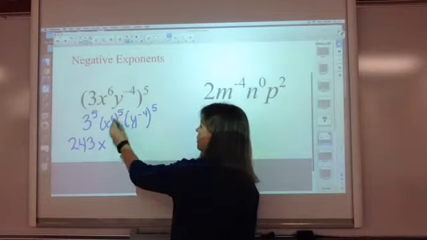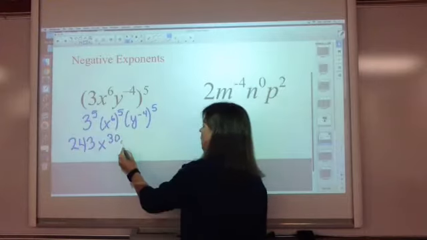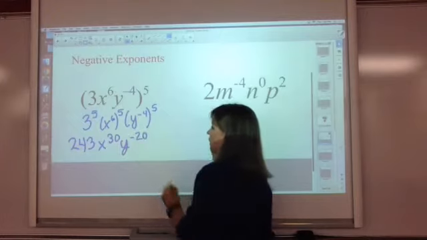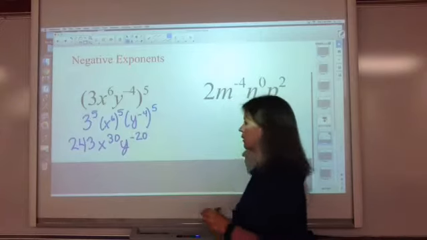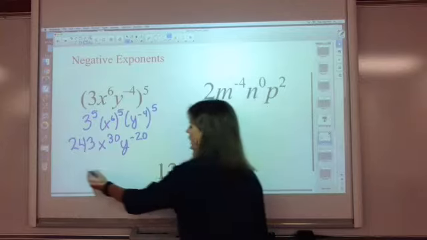X. Now you have power of a power. 6 times 5 is 30. And with the y, power of a power, you get negative 20. Everything's fine except for the y. You can't have a negative exponent. If you do have a negative exponent, it belongs in the denominator.